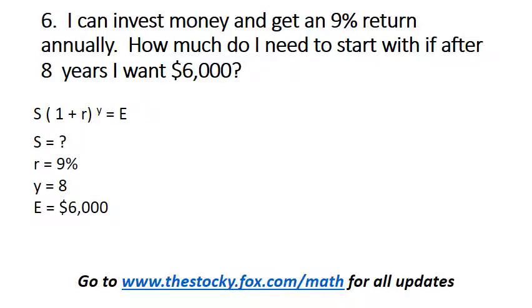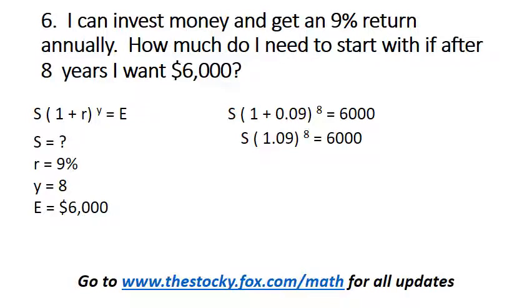This time we don't know S. Before we always knew S. This time we don't know S. That's what we're trying to find. But we do know R, that's 9%. We know Y is 8 years. And we know E is 6,000. We end with 6,000. Plug all those numbers into our equation and we get S times (1 plus 0.09) raised to the 8th equals 6,000.